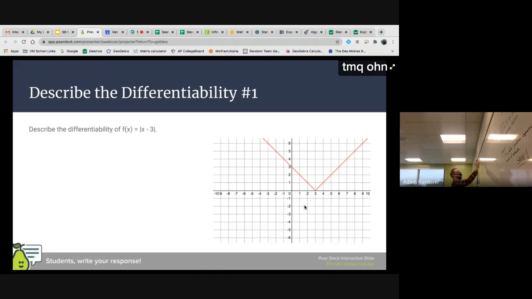So for number 1, my function is differentiable on the interval -∞ to 3 and 3 to infinity. It's not differentiable at x equals 3 because 3 is not a part of either of those two intervals. The reason being it's not differentiable is what again? There's a corner, there's a cusp. I always like saying that word, cusp. C-U-S-P at x equals 3.